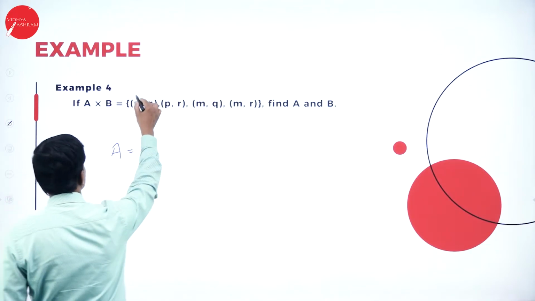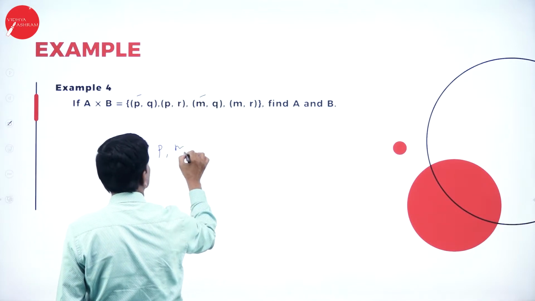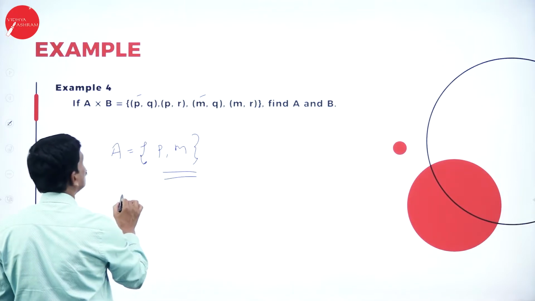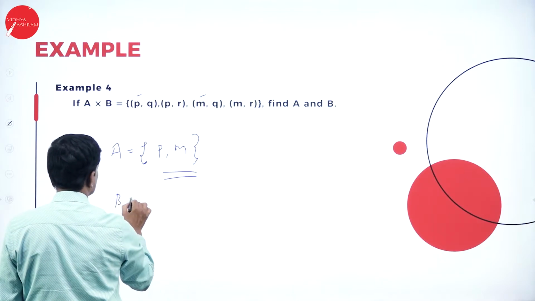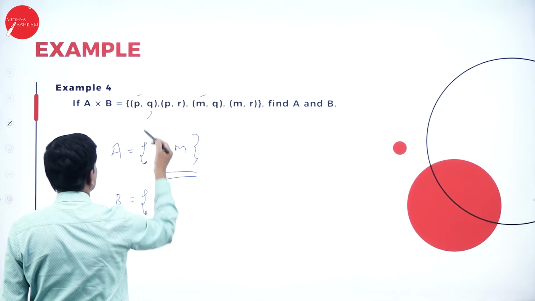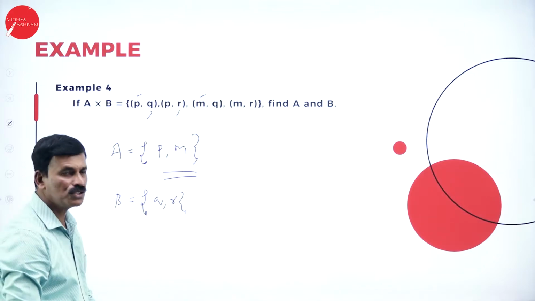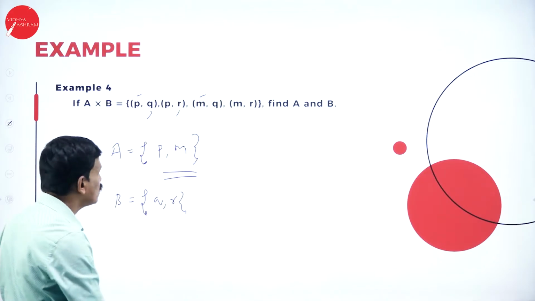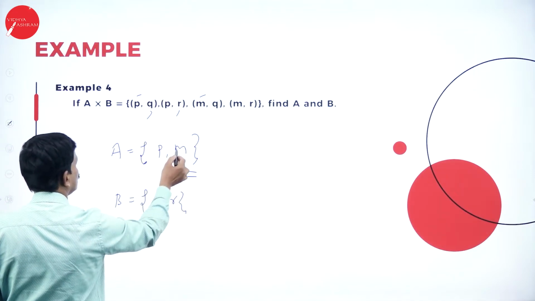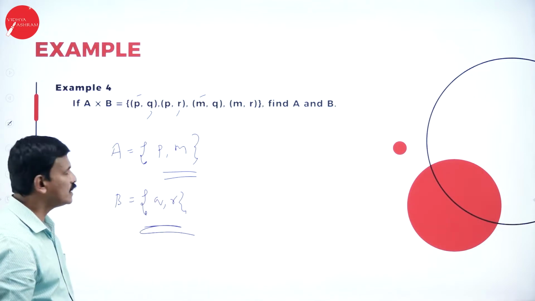What are the first elements? We have P, then P is repeated, M, and that's it. P and M are the first elements; that is called A. The second set B is the set of all second elements of the ordered pairs. The second elements are Q and R. If you write the Cartesian product for this, you will get the same answer, A cross B: (P, Q), (P, R), then (M, Q) and (M, R). So these are the values of A and B.